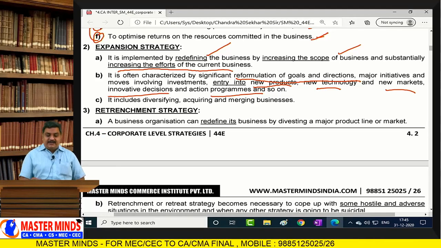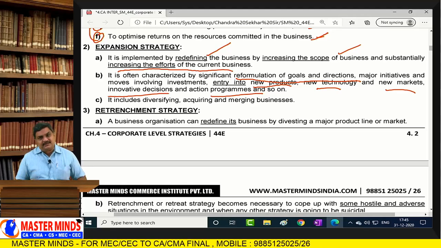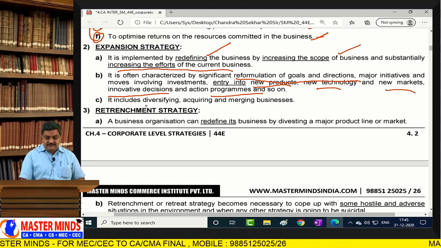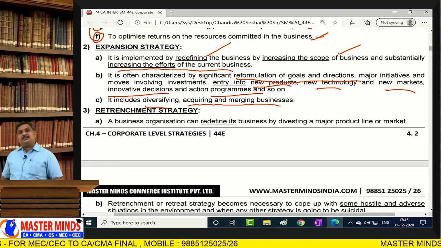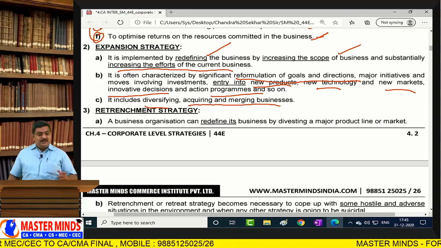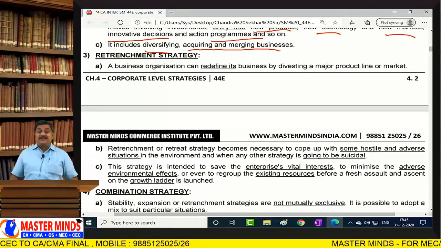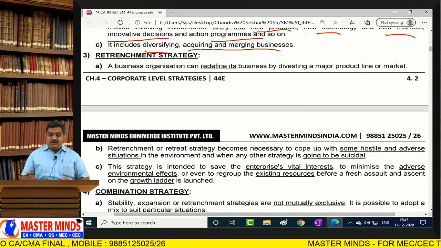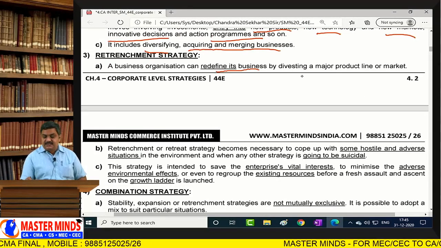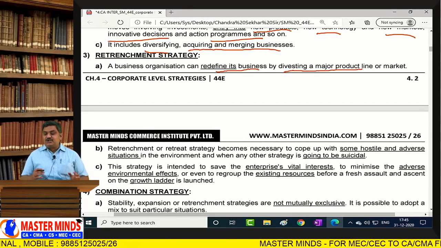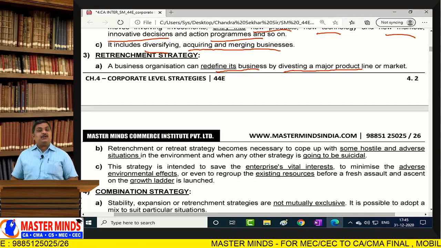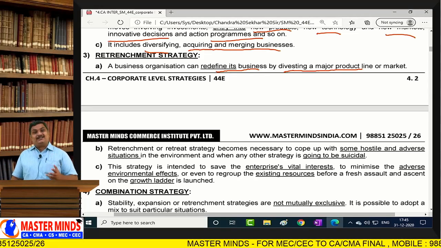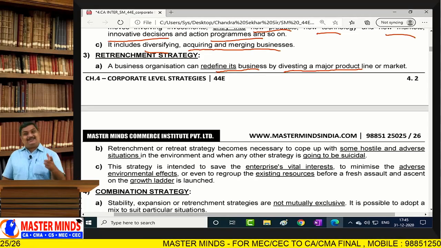And it includes, what are the different ways to expand your business? You can diversify, you can acquire or merge businesses. All those things we will study in this lesson. Now, retrenchment strategy. What is meant by retrenchment strategy? A business organization can redefine its business by divesting a major product, line or market. I have already told you, retrench means to cut. To retrench is to cut.